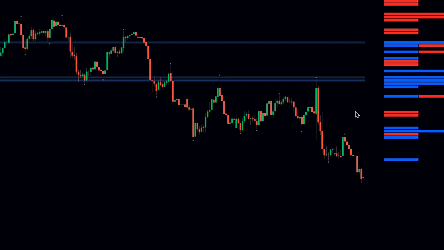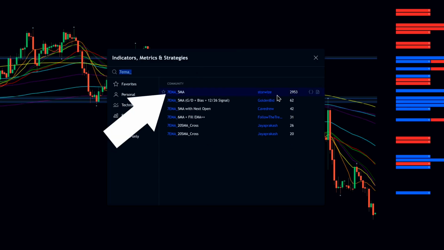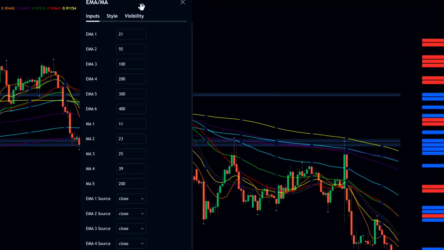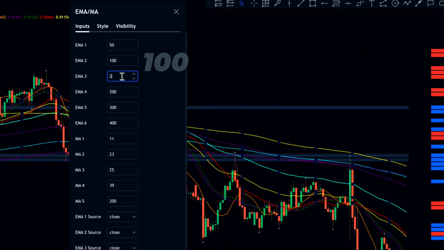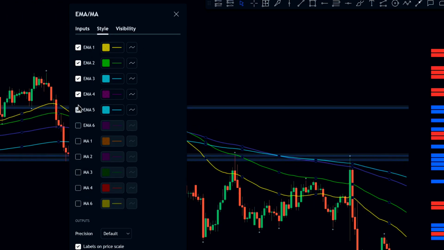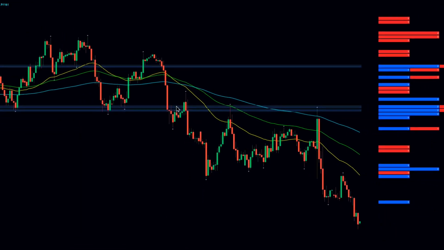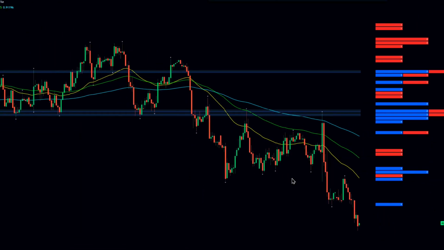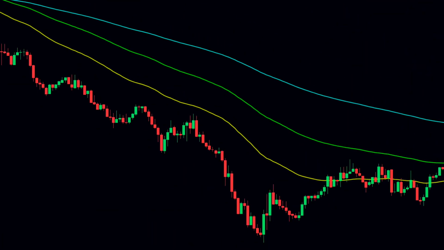Now let's add a trend confirmation indicator, the 7 EMA or 5 MA by StoreWise. Double click to access its settings. Set EMA 1 to 50, EMA 2 to 100, and EMA 3 to 200. Disable all other moving averages except these 3, then click OK. These EMAs will help us confirm bullish or bearish trends. When the EMAs are stacked upward, it's a bullish trend. When stacked downward, it's bearish.